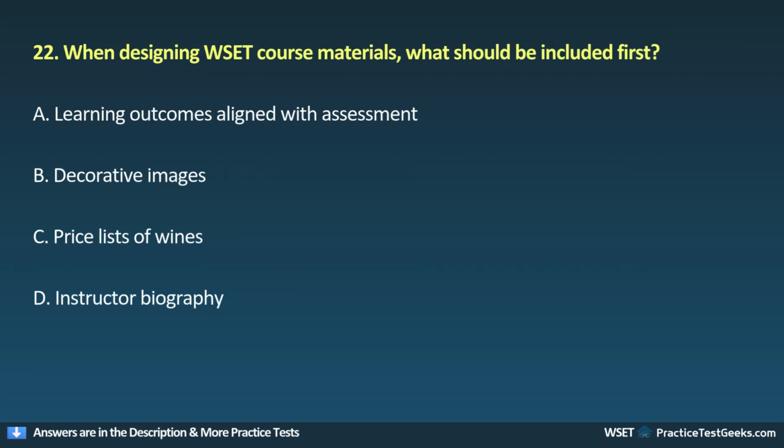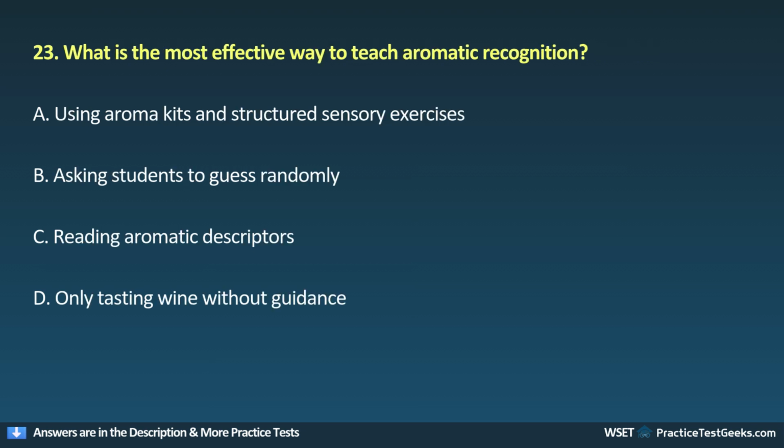22. When designing WSET course materials, what should be included first? A. Learning outcomes aligned with assessment. B. Decorative images. C. Price lists of wines. D. Instructor biography.